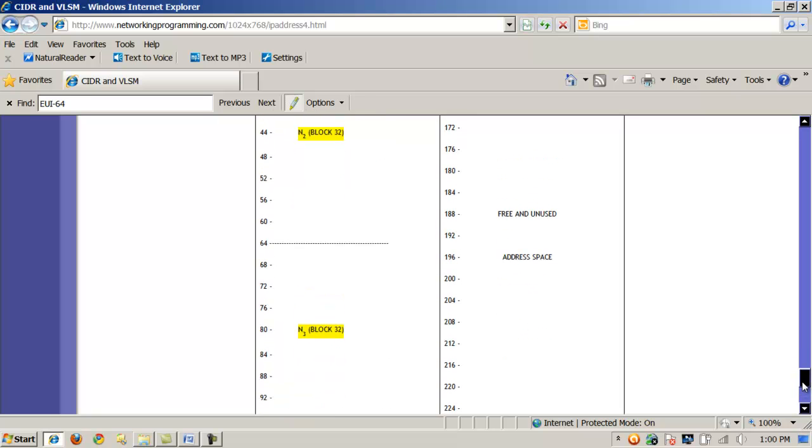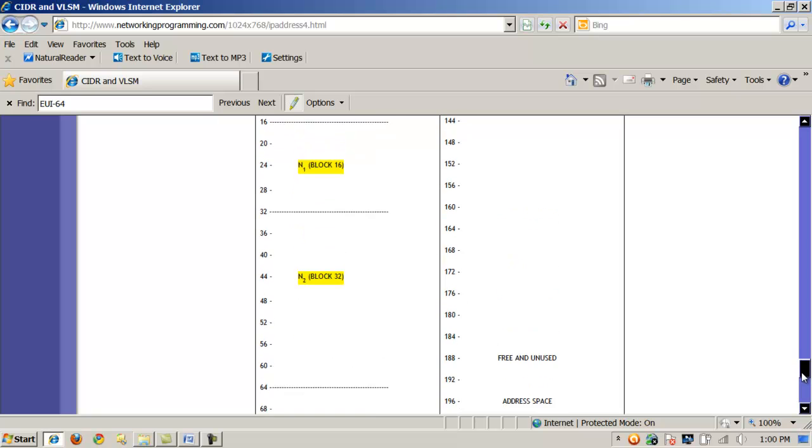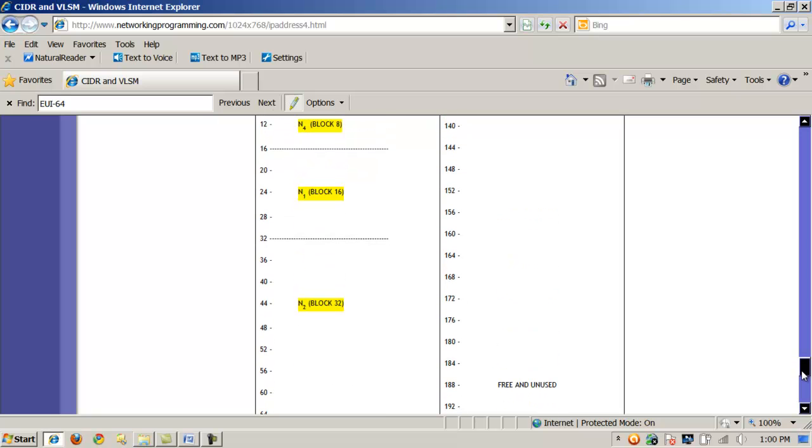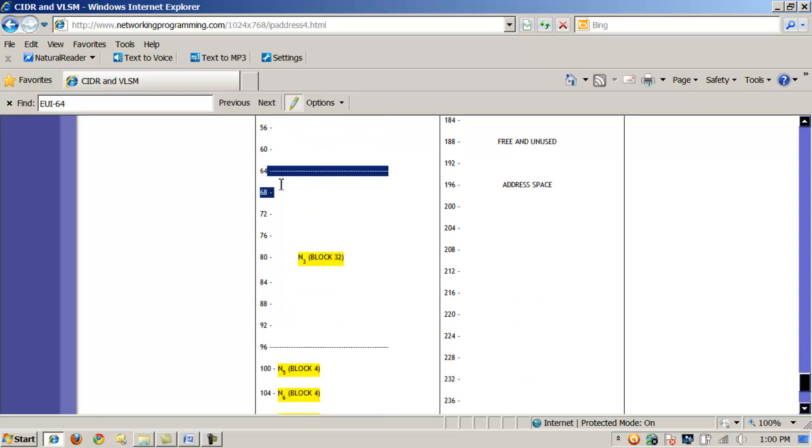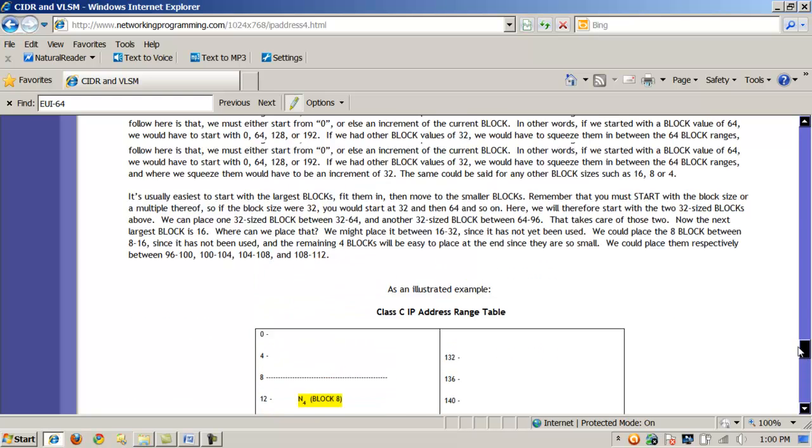I can look at that and start on it. Like I said, I can start on the block value, or if I wanted to, I could start on a multiple of it. So if I wanted to start at 64, I could get my 32 addresses here in this address space. And this is how I could assign my IP addresses. My actual VLSM IPs would be here in that block.